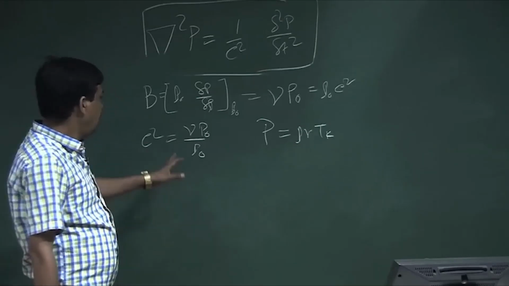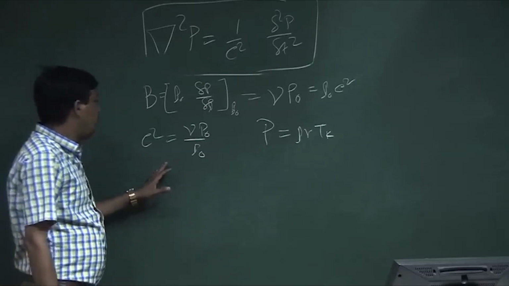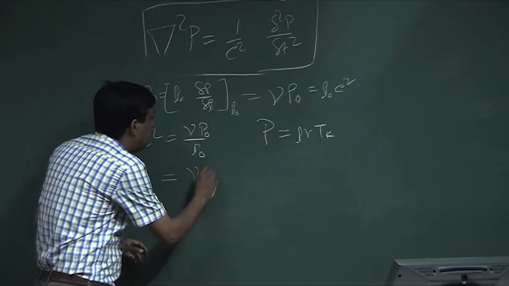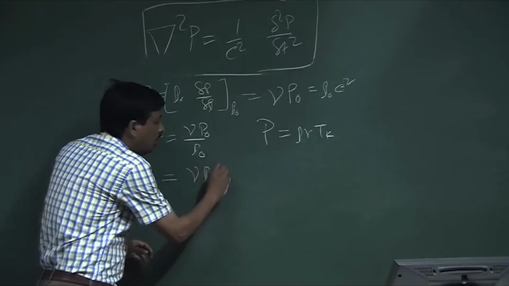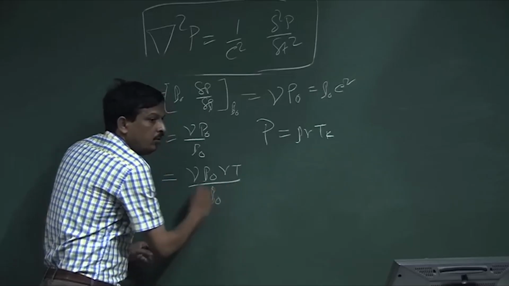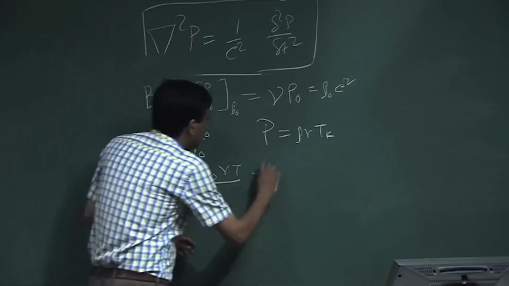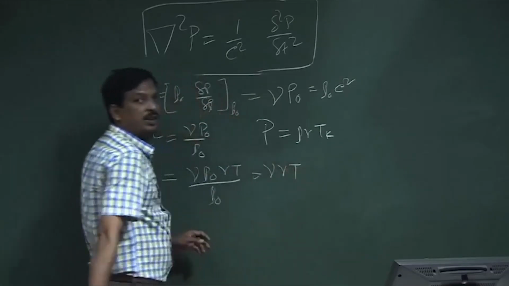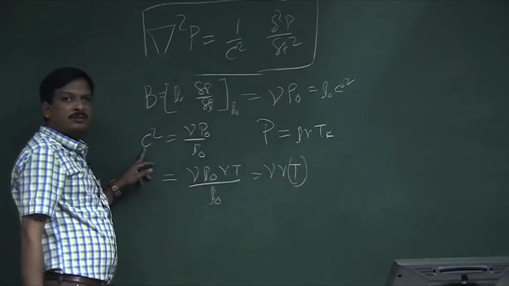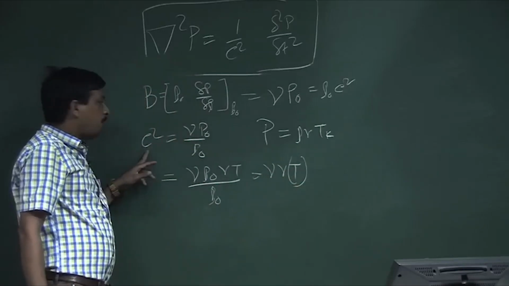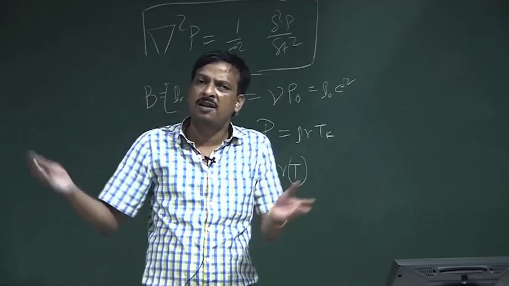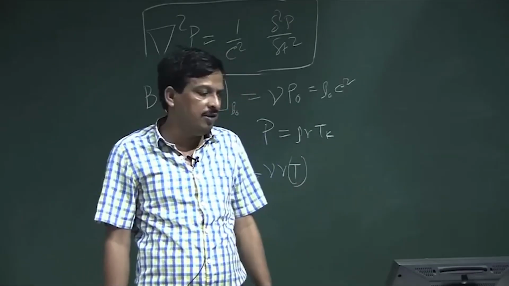Now, if I put the P value in here, it is nothing but gamma rho 0 R T divided by rho 0. So, it is nothing but gamma R T. Now, depending on the T, C varies. So, the velocity of the sound depends on the temperature. If the temperature changes, the velocity of the sound will change.